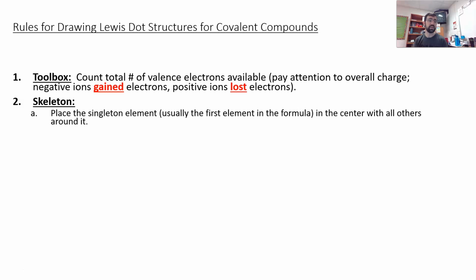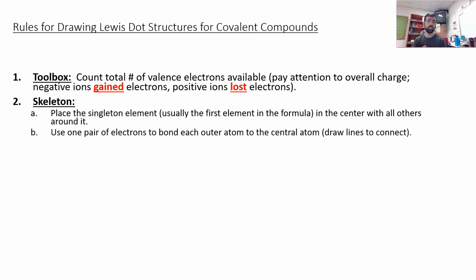Okay, the skeleton is our next step, our second step, and it's got 2 parts. The first part, we're going to put the singleton atom, the singleton element, it's usually the first element, in the center with all of the other atoms around it. The second part is we're going to connect those with lines. Use 1 pair of electrons to bond each outer atom to the central atom. And we're going to keep track of the number of electrons that we use in each step. And we can never use more than the amount we have in our toolbox. So when we find out how many valence electrons we have, that's the maximum number of electrons we can use in all of the remaining steps. So in the skeleton step, we're just connecting them with 1 line each.